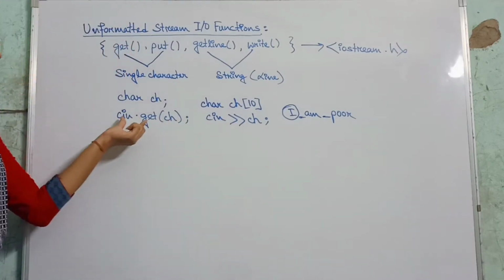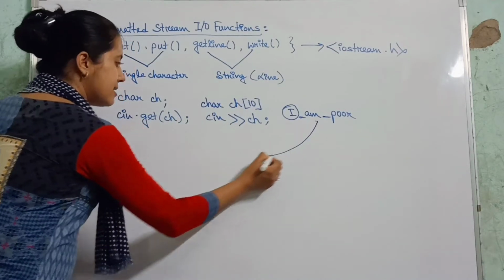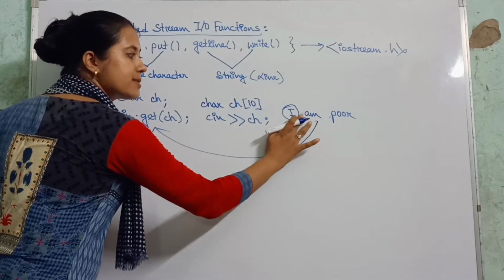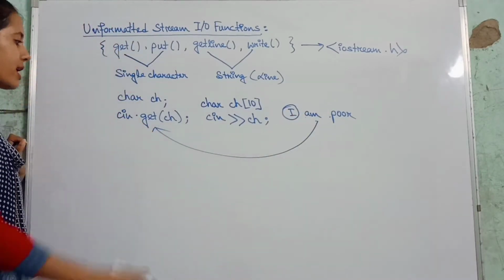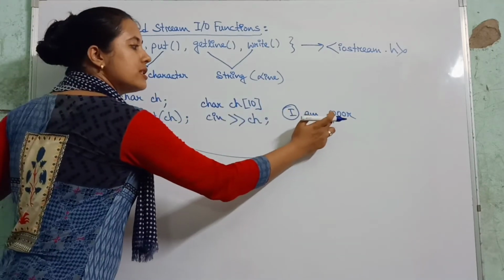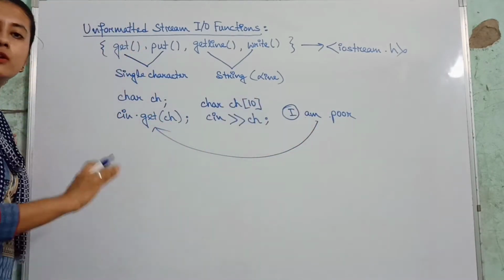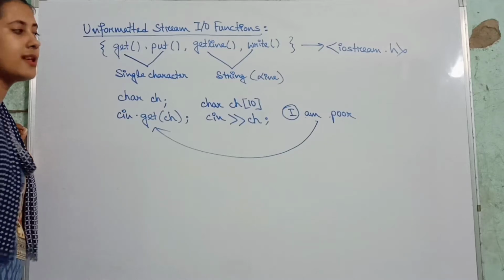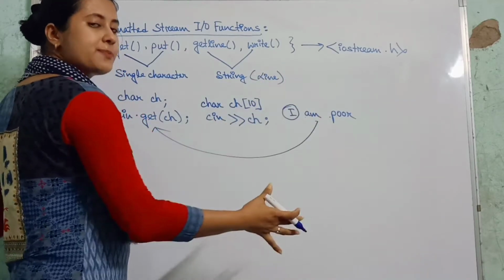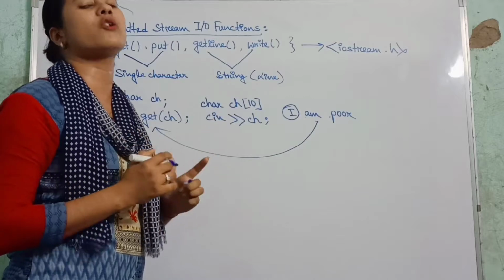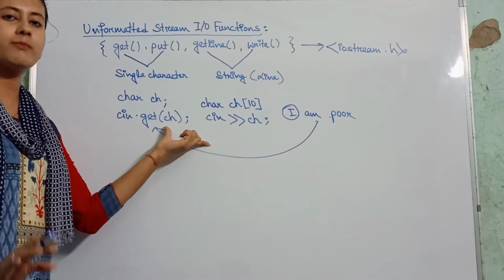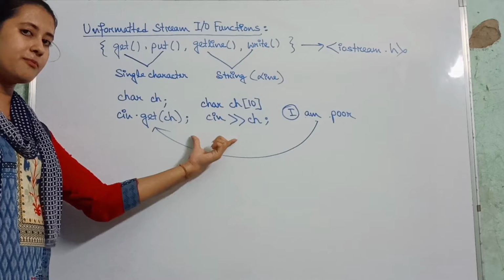But if you write like this, then it will not ignore anything. It will also include the blank spaces. Okay? When you write this cin.get(ch), it will count the blank spaces also. It will not ignore the blank spaces. But in case of cin >> ch, it ignores the white spaces, tabs, new lines, all these things. So this is the basic difference between these two. You have to remember this one. Okay? This is very important.